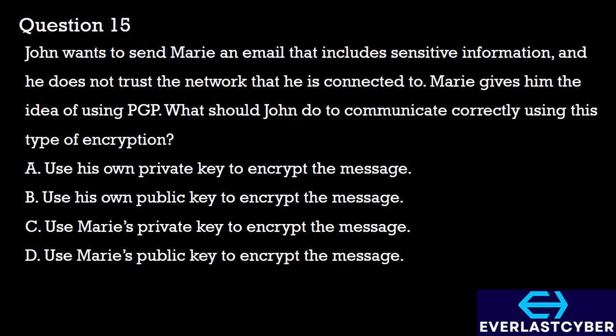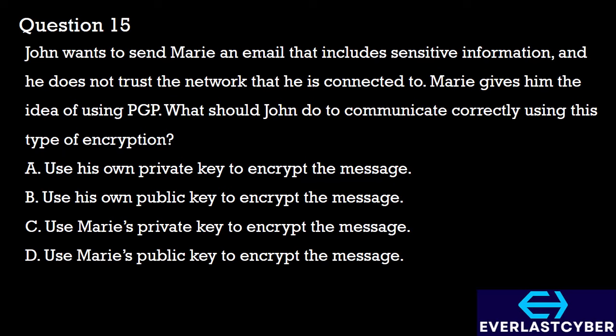Question 15. John wants to send Maurice an email that includes sensitive information and he does not trust the network that he is connected to. Maurice gives him the idea of using PGP. What should John do to communicate correctly using this type of encryption? A. Use his own private key to encrypt the message. B. Use his own public key to encrypt the message. C. Use Maurice's private key to encrypt the message. D. Use Maurice's public key to encrypt the message.